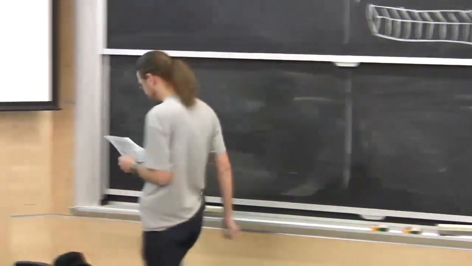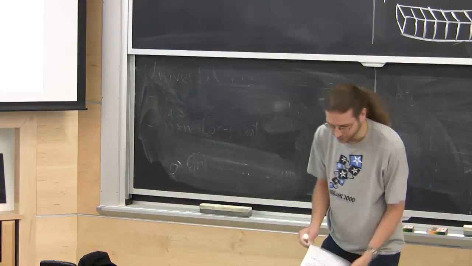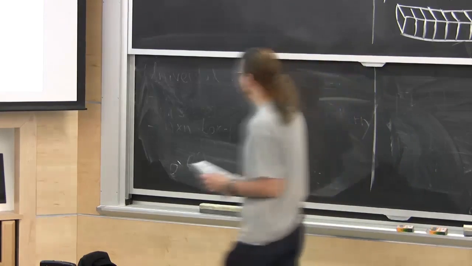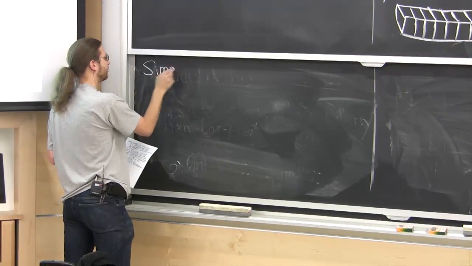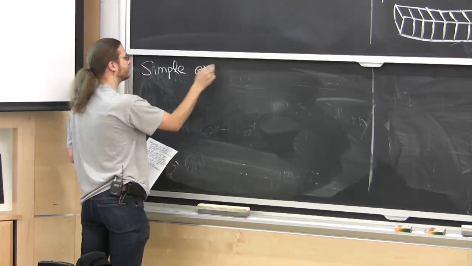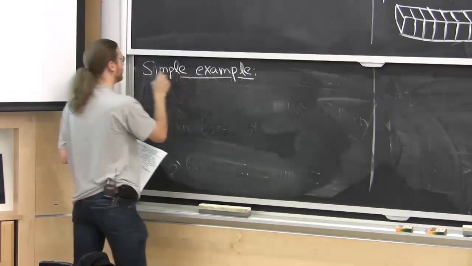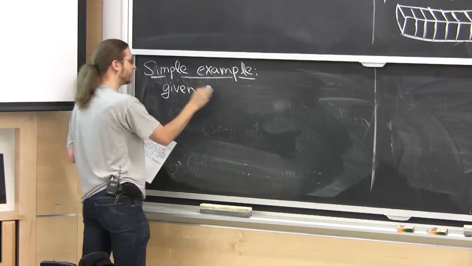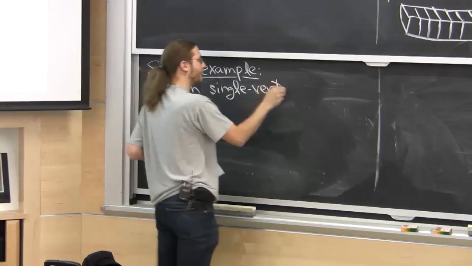So I'm going to start out with a super simple example, which we did in the problem session on Monday. Someone posed this to me after class last week, I think 2 lectures ago. So here's a problem. I give you a single vertex hinge pattern.